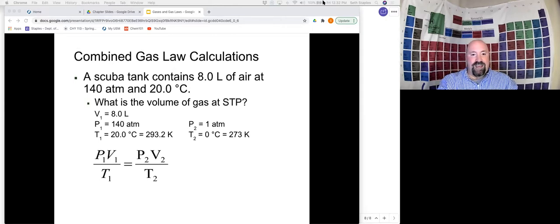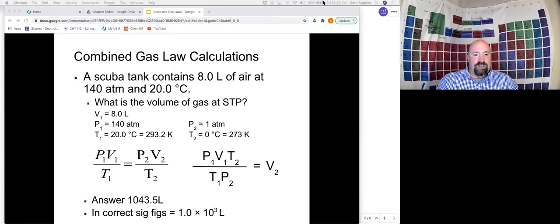We're going to isolate that and algebraically solve for V2. Then we can just put our numbers in, and we get 1,043.5 liters, or with correct significant figures, 1.0 times 10 to the third liters.